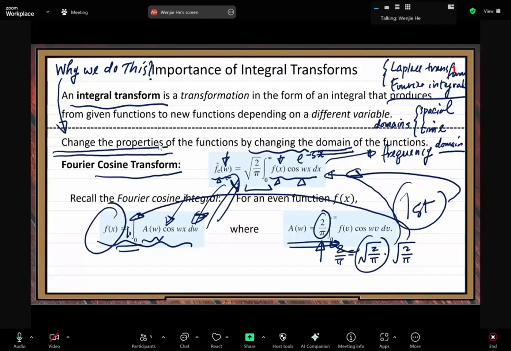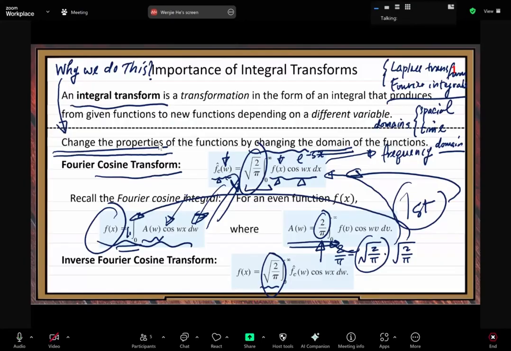So you can call the inverse Fourier cosine transform. We define it so that we put the same square root of 2 over pi constant in front of the integral transform formula. In this way, they have the same constant. So it's a nice pair, right? That's the Fourier cosine transform.